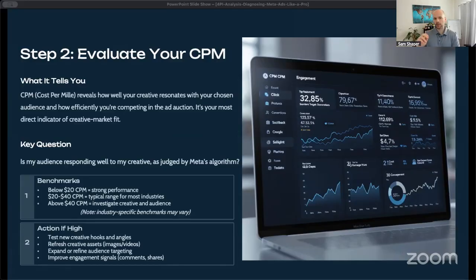But if you are going to keep them in the account, these creatives should be your highest efficiency creatives. So they should generate the lowest cost per result.